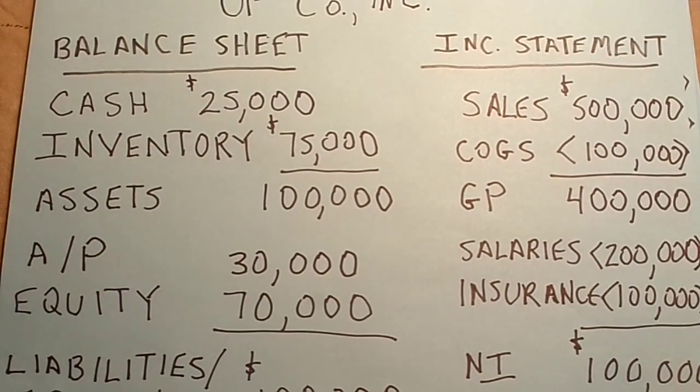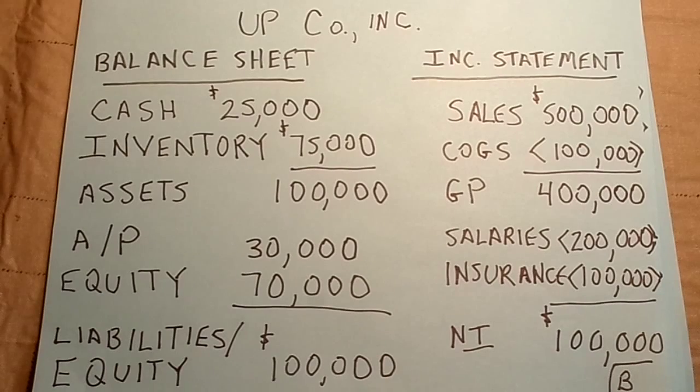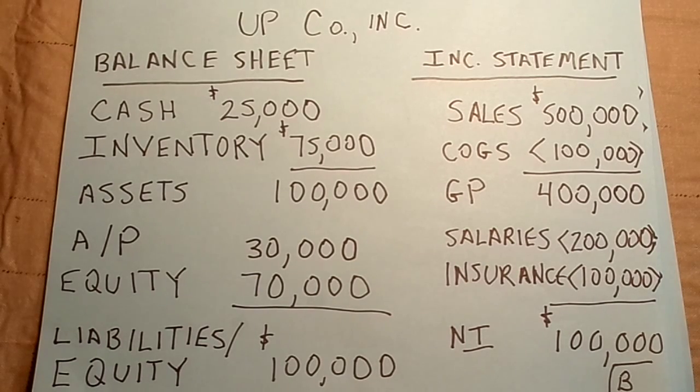Well, first thing we need to do is get some idea of how the companies are doing, the raw accounting data. So we prepared a balance sheet. Let's look at it. For Up Company, cash is $25,000, inventory is $75,000, total current assets and total assets then are both $100,000. Accounts payable, the only liability and the only current liability, is $30,000, equity is $70,000, and liabilities plus equity are $100,000.